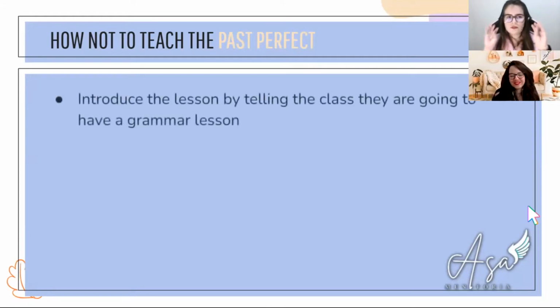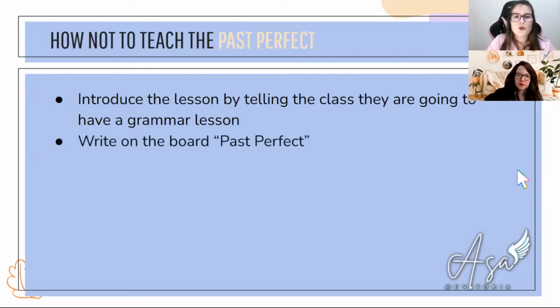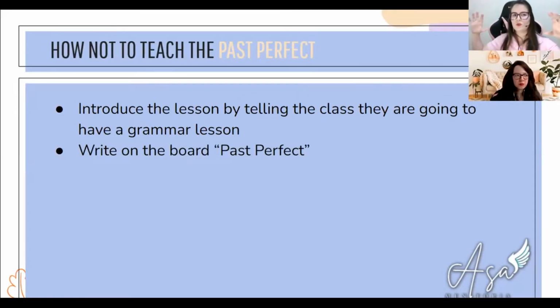So the first thing you do is you introduce the lesson by telling the class they're going to have a grammar lesson. Next, you write on the board past perfect, just like back in school. I remember my lessons at school when I was a student, and it was just like this.